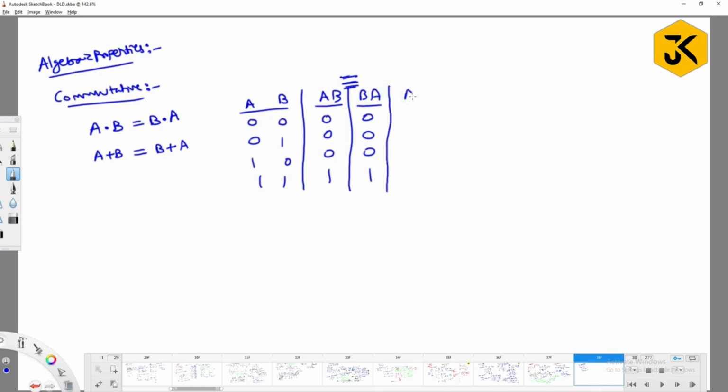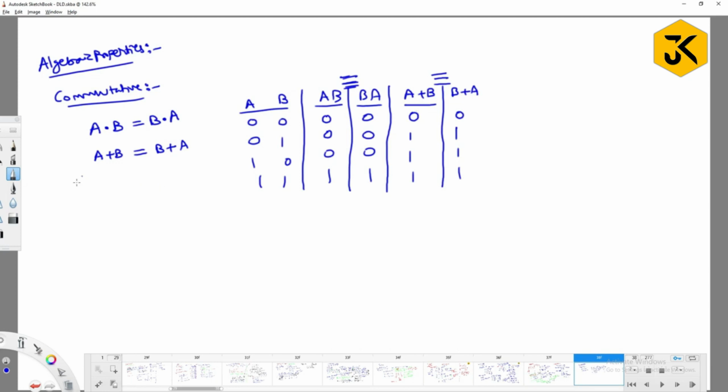Okay. If I work with the OR operator, A or B, B or A. A or B is what? When both are 0, 0, then the result will be 0, otherwise high. B or A is also the same thing. So these two are commutative to each other. That is the meaning of commutative.